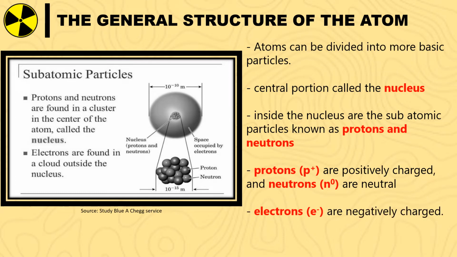Whirling about the nucleus are particles called electrons, which are negatively charged. The electrons are relatively small in mass. Take a look at this picture for a size comparison.